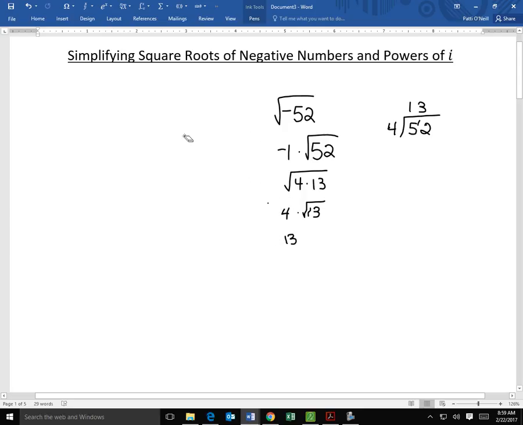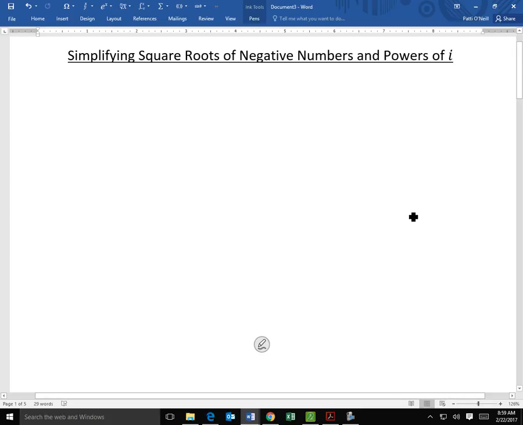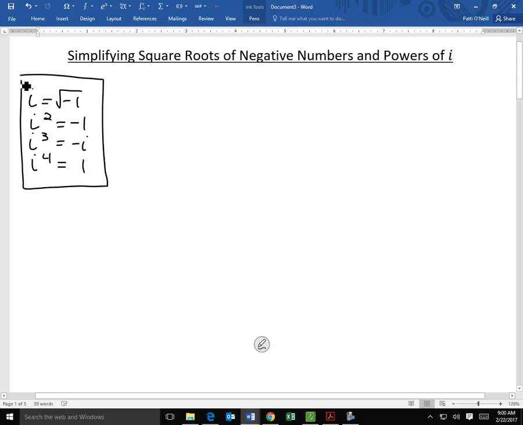And we learned in class that powers of i repeat every 4 powers. So we need to make sure that we know that this is our situation, that i is equal to the square root of negative 1. i squared is equal to negative 1. i cubed is equal to negative i. And i to the 4th is equal to 1. You need to know this. If you do not know this, this is going to be very, very difficult for you to do.